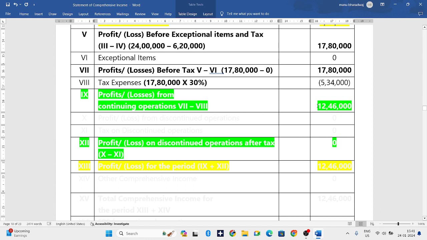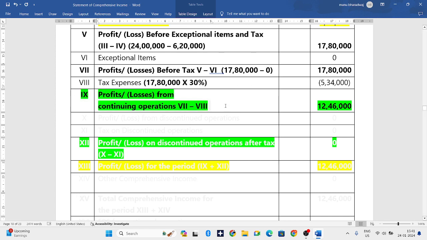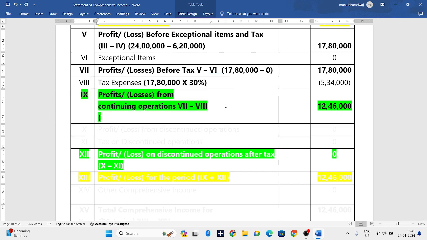17 lakhs 80,000, we have to minus 5 lakh 34,000. Then we will get 12 lakh 46,000. This is known as profits from continuing operations. How did we get this?